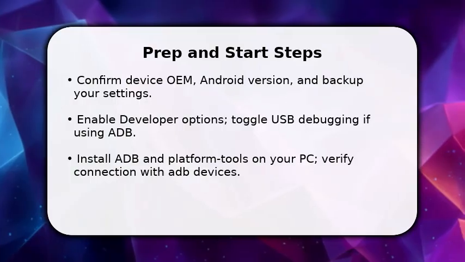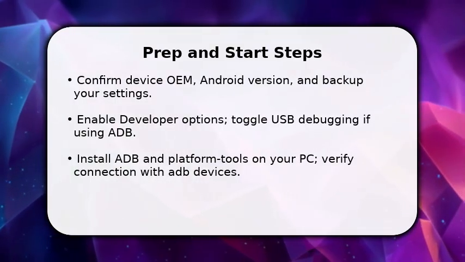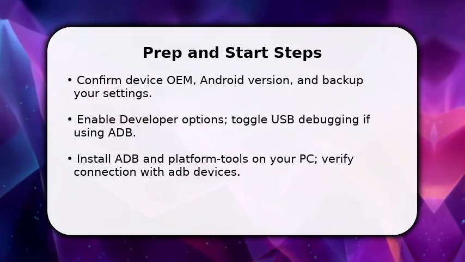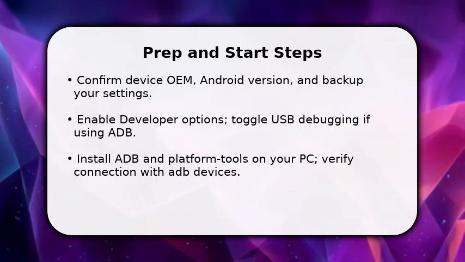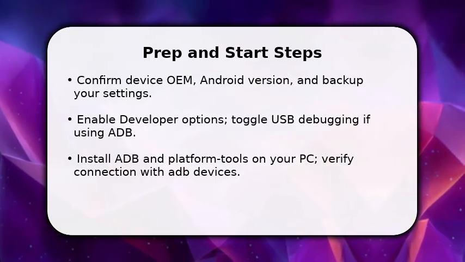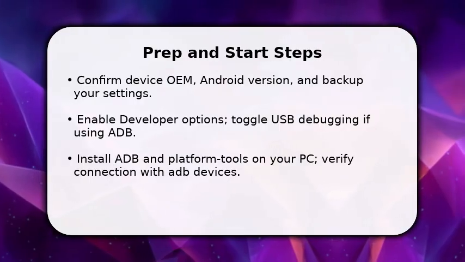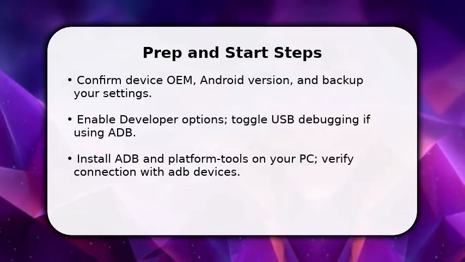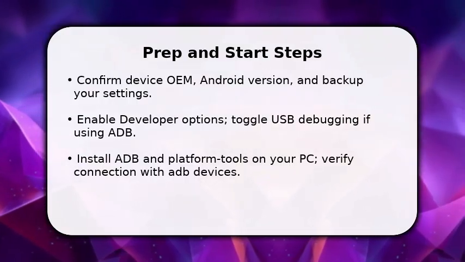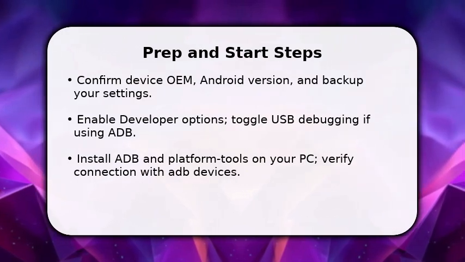You start by confirming your device model and Android version so you target the correct navigation options. Once done, backup system settings and enable developer options. This prevents data loss. Make sure USB debugging is enabled if you plan to use ADB. Install ADB and platform tools on your computer, then connect the phone and run adb devices to verify the link. These initial steps set a safe foundation, so subsequent changes are reversible and precise.